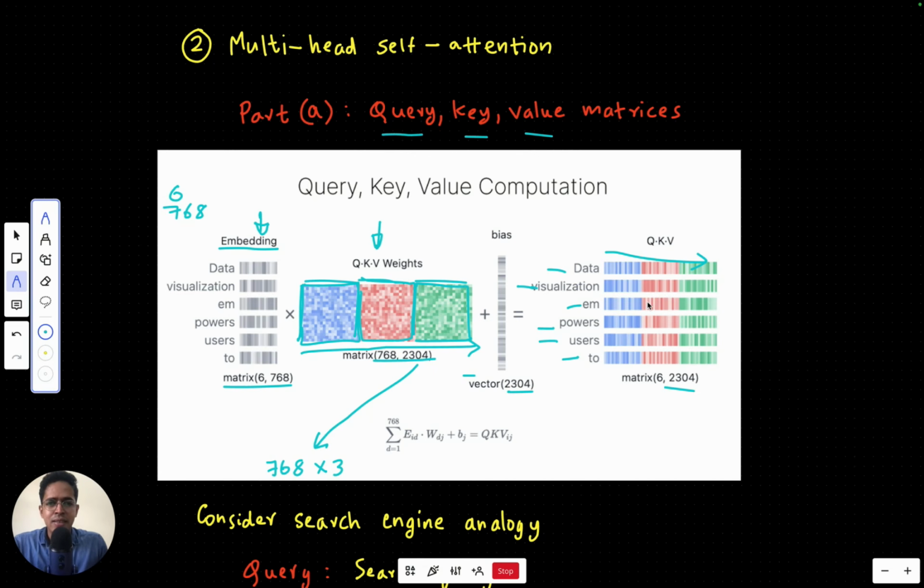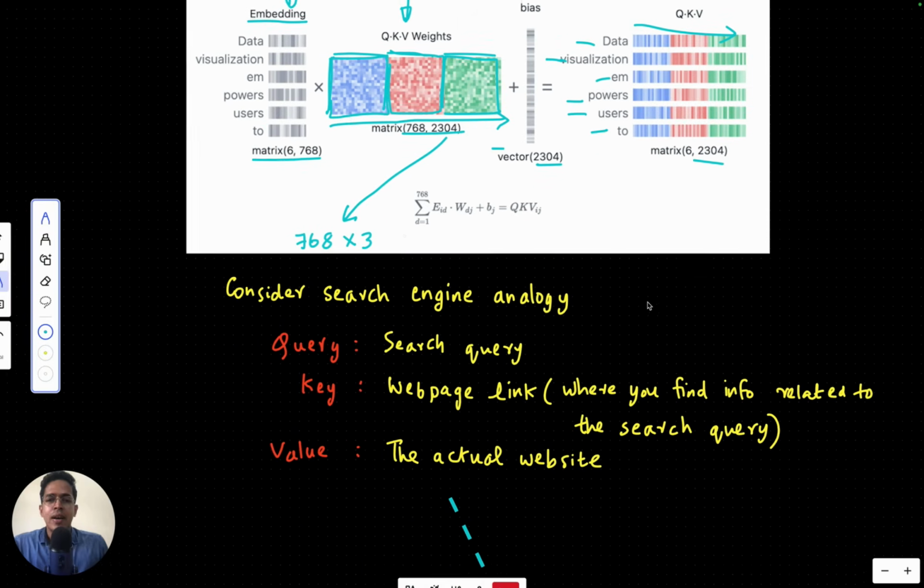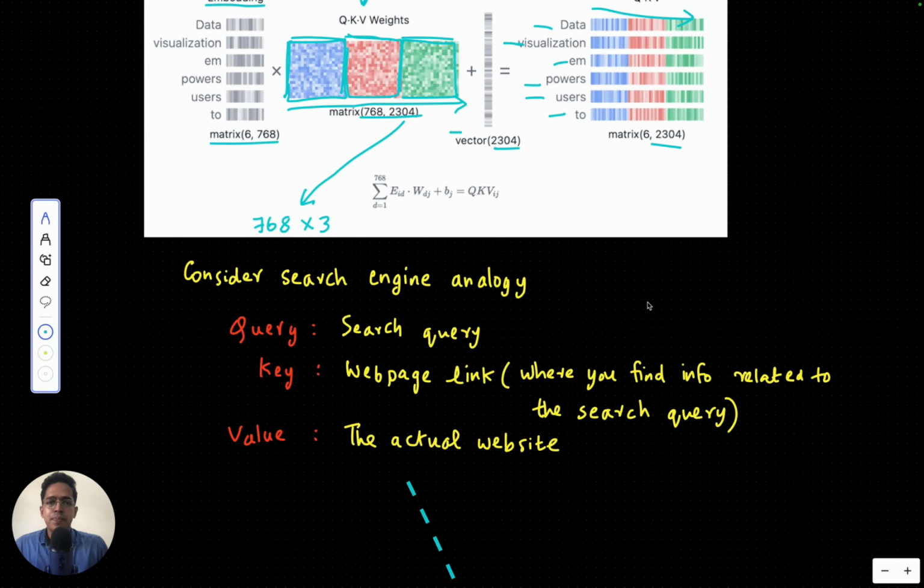Now, what exactly is this query key value? A simple analogy that is presented in the Poloclub example is that of a search engine. I am fully aware that these analogies are almost always insufficient to properly explain what query key value is.